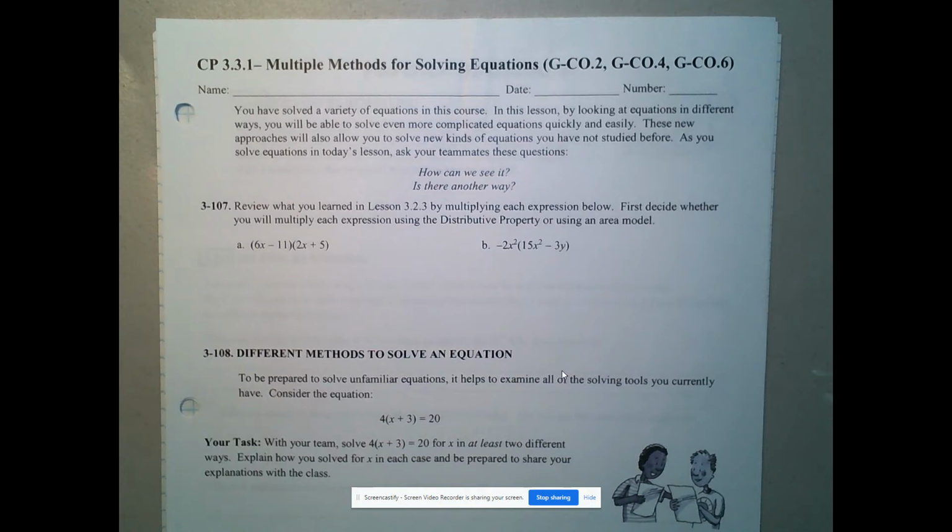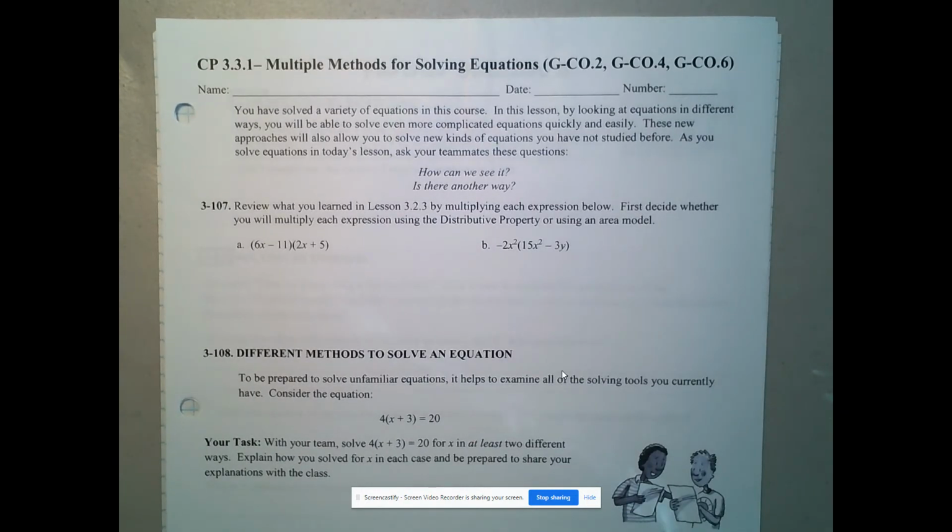All right, so section 331 is about looking at problems in different ways. There are certain problems where you go, okay, there's clearly a best way to do this problem. And then there's other problems where, depending on the person, there might be different ways to approach. So first, we're going to look at the one that's labeled 3107, and we're going to say, is there sort of a best method for solving?